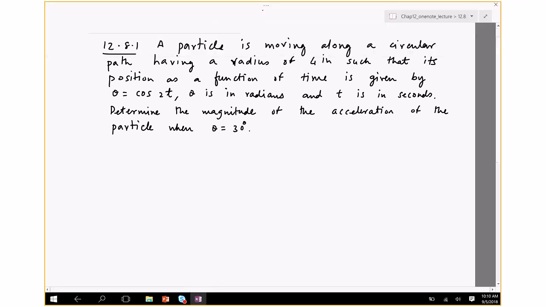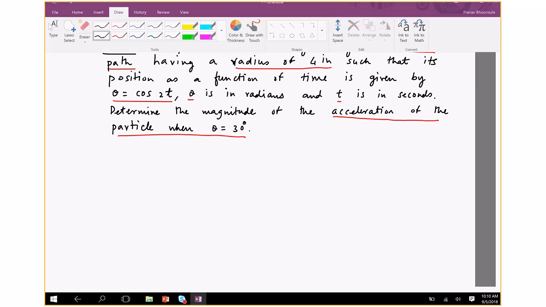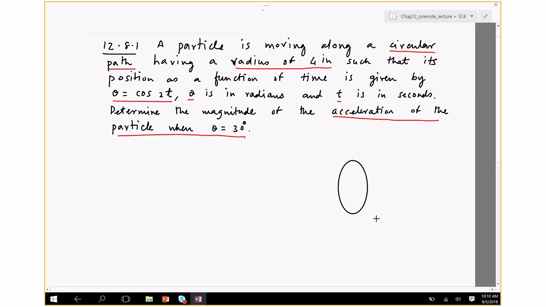A particle is moving along a circular path having a radius of 4 inch such that its position as a function of time is given by theta equals cosine 2t. If theta is in radians and t is in seconds, determine the magnitude of the acceleration of the particle when theta is 30 degrees. Okay, so let's see what's going on.